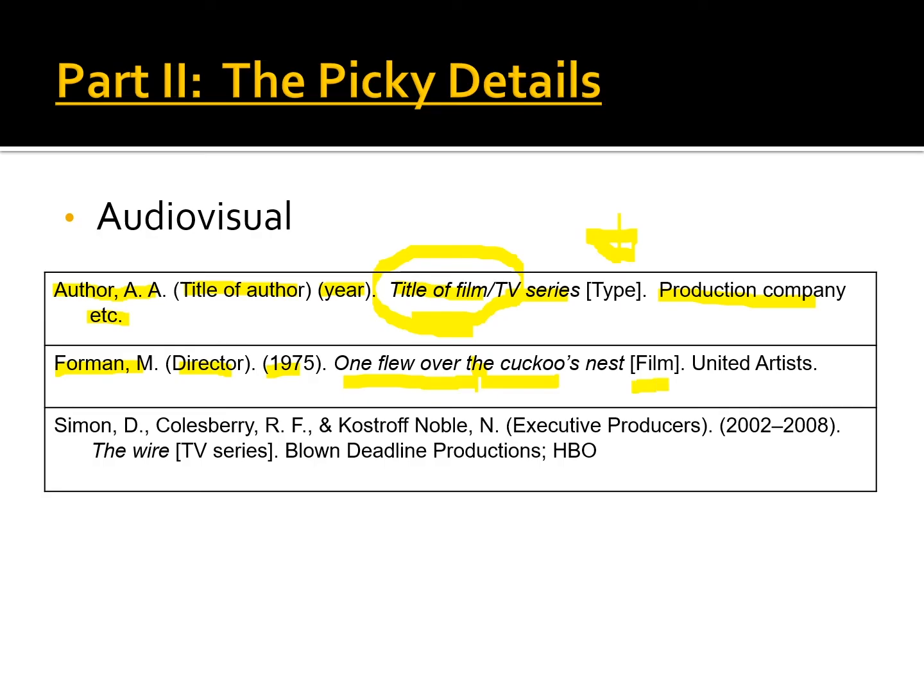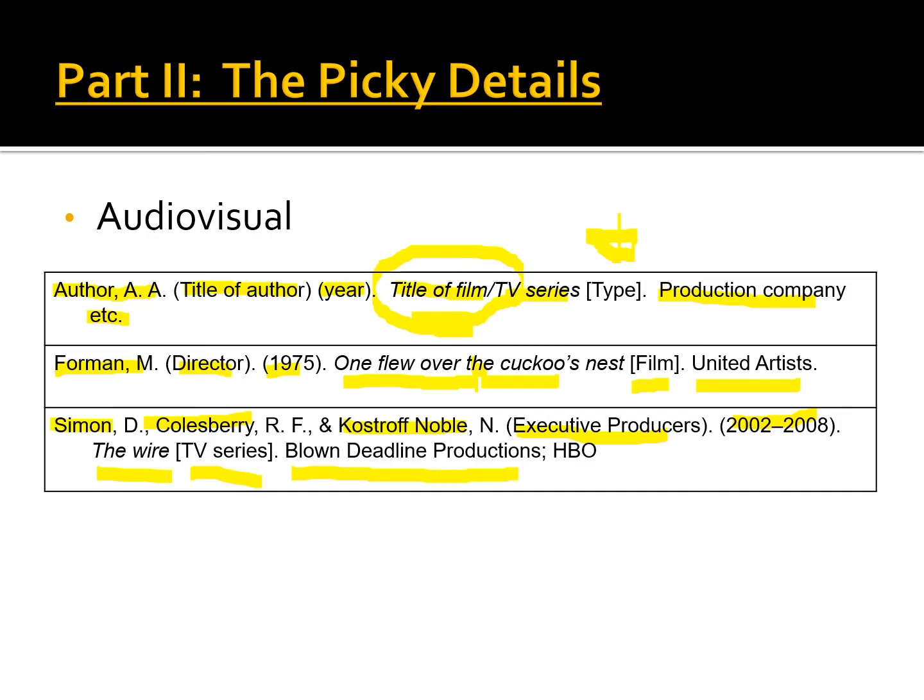So you'll notice that this is italicized as specified here, and it is in sentence case. Then in hard brackets, I've specified that this is a film, and then this was produced by United Artists. In this example here, we have Simon, Colesbury, and Krostoff Noble. These are the executive producers from 2002 to 2008 for The Wire, which is a TV series.